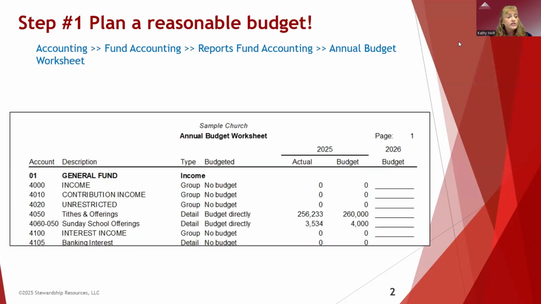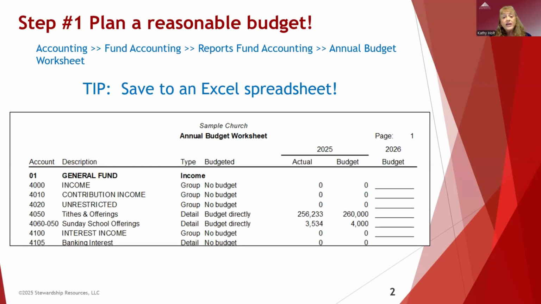Now, let me give you a good tip here. You can save this report to an Excel worksheet. The Excel worksheet can then be passed around via email to your team for planning purposes. Now, I want to let you know that you can save any report anywhere in PowerChurch in multiple ways. So let me show you how.